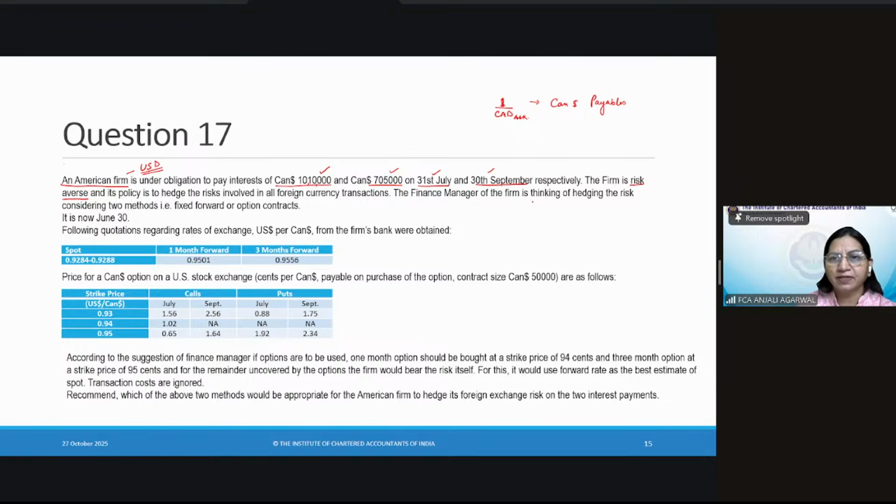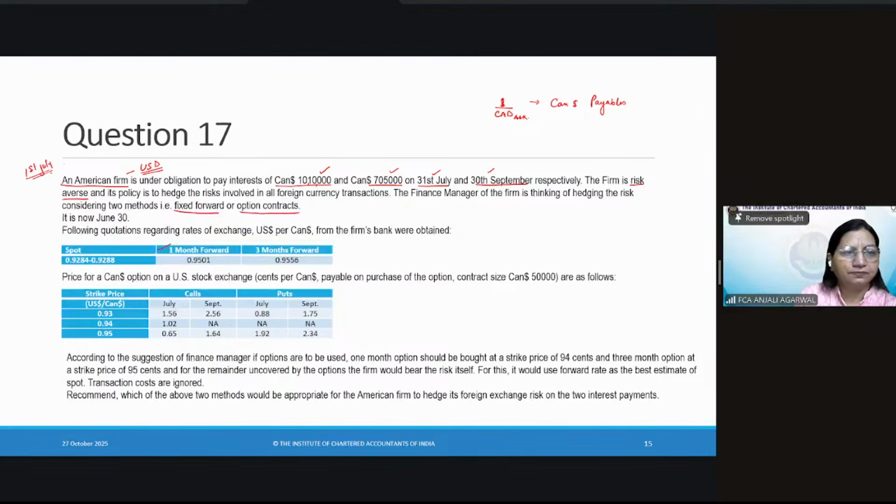So the finance manager of the firm is thinking of hedging the risk, and there are two methods, either forward or option. By now, I'm sure the forward rate is a very direct, very simple calculation. So generally in the exam, you will have one of the options as forward. Now here the rates quoted are spot, 1 month, 3 months. So this makes me understand to some extent that I'm on 1st July.